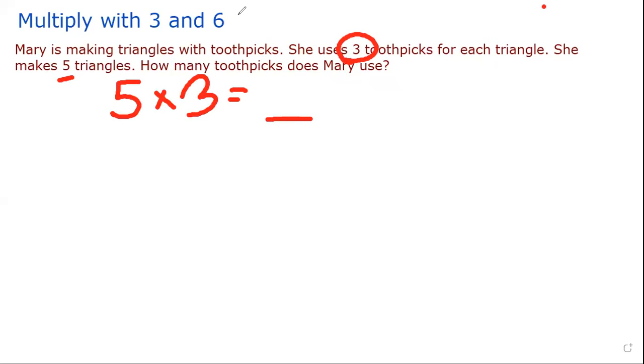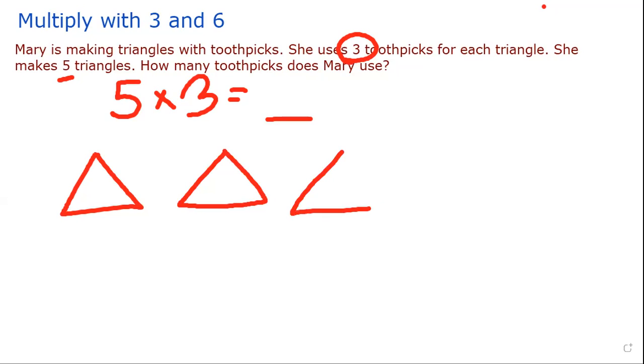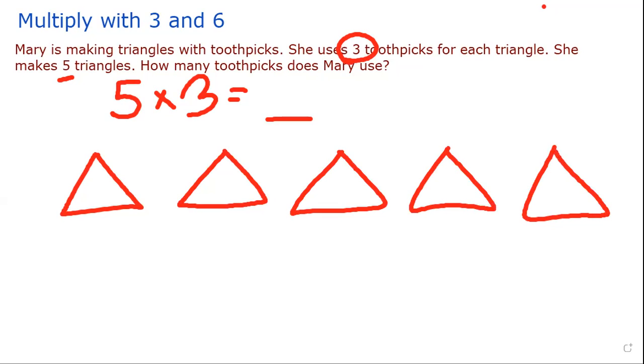Now that I have my equation, let's draw my picture. I have 5 triangles, so I'm going to draw 5 triangles. 1, 2, 3, 4, 5. That's just a picture that represents the equation of 5 triangles and 3 toothpicks in each triangle. If I want to double check, I can count. 1, 2, 3, 1, 2, 3, 1, 2, 3, 1, 2, 3, 1, 2, 3. So I have 3 in each one.